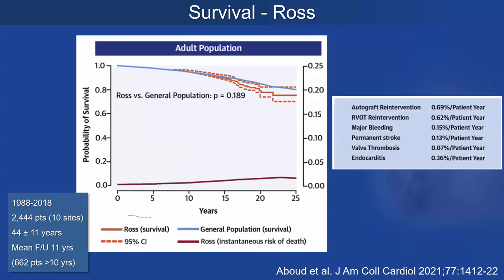Well, you may say, Dr. Yacoub, Dr. David, these are really phenomenal and masterful surgeons. What about the rest of us? This was just published last week in JACC from the German Ross registry, a combination of 10 sites, almost 2,500 patients. The average age was 44 and the mean follow-up was 11 years.